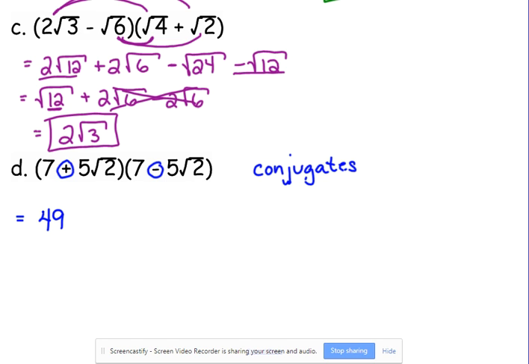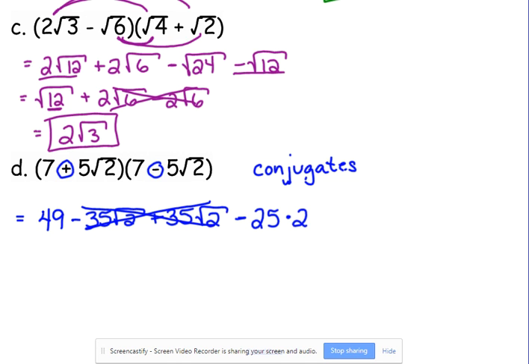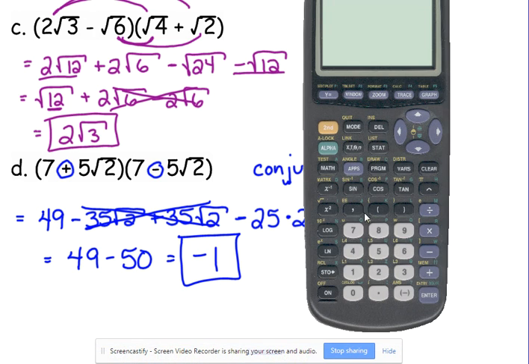7 times 7 is 49. 7 times negative 5 square roots of 2 is negative 35 square roots of 2. Inside, 7 times positive 5 square roots of 2 is positive 35 square roots of 2. And then positive times a negative is a negative. 5 times 5 is 25. What's the square root of 2 times the square root of 2? The square root of 4, which is 2. All right, so those square roots of 2 in the very middle cancel each other out because we've got negative 35 and we've got positive 35. So we've got 49 minus 25 times 2 is 50. So this whole expression right here is just equal to negative 1. Who would have thought when we started that problem they would equal negative 1?